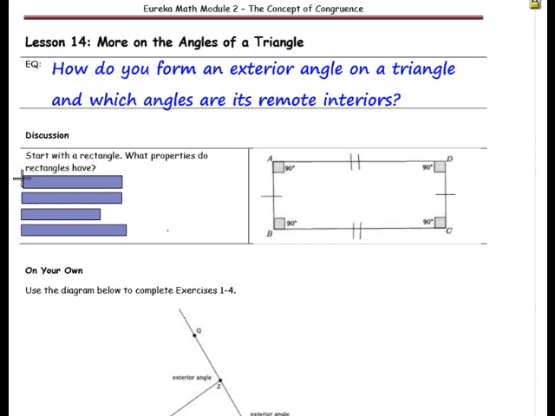Let's start with this rectangle. What properties do rectangles have? So stop and think what you know about the rectangle and write down as many things as you can think of.